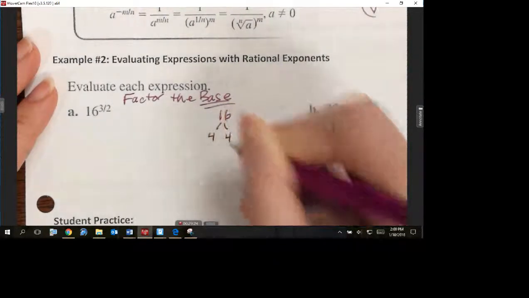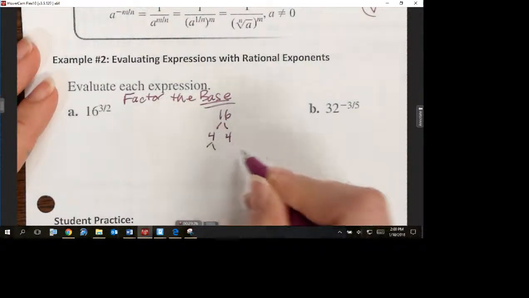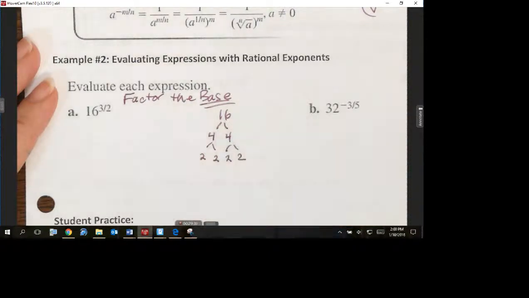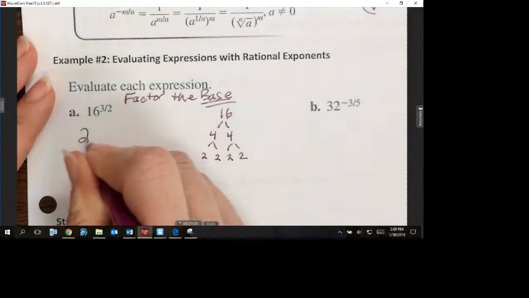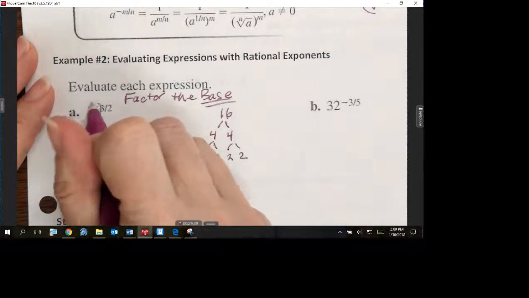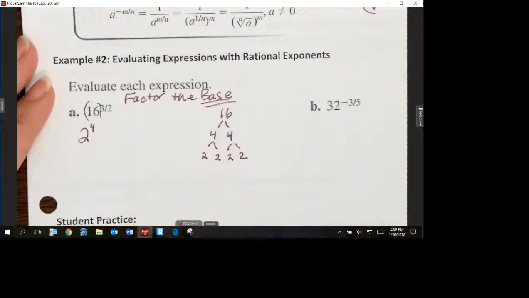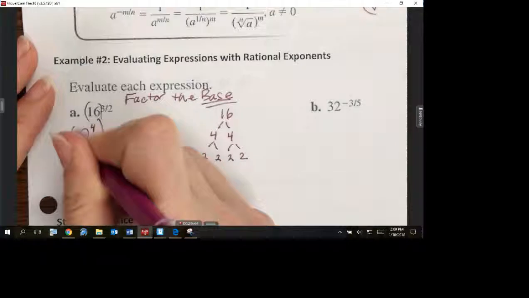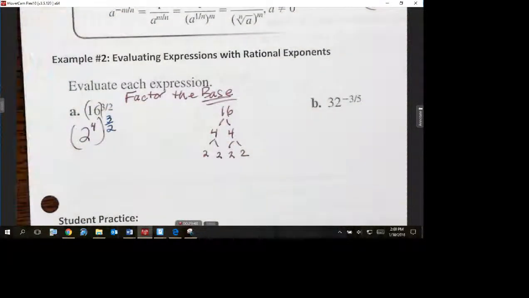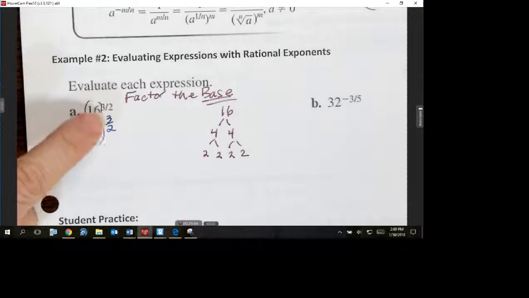4 times 4. Factor further. 2 times 2 times 2 times 2. So 16 is 2 to the 4th, and that 16, which is 2 to the 4th, has a 3/2 power outside of it. So what I did first was just take 16 and factor that number down. And then I still put that power outside.